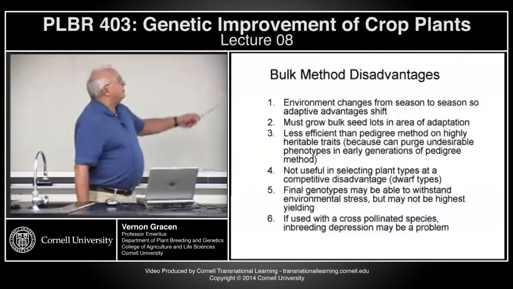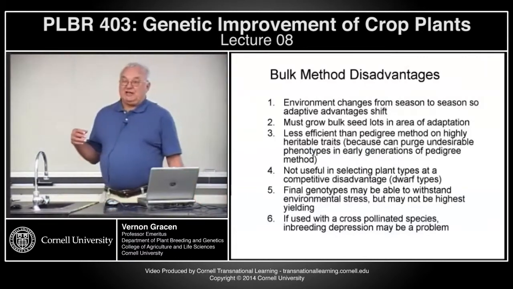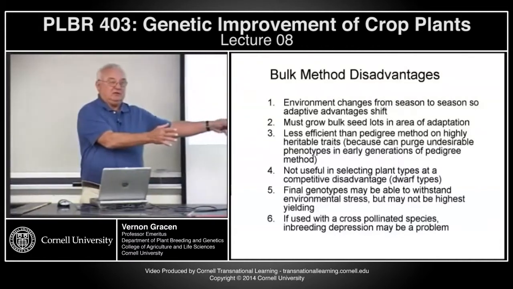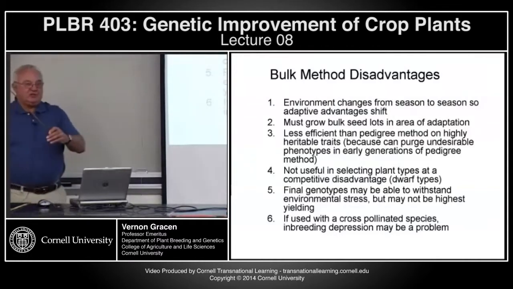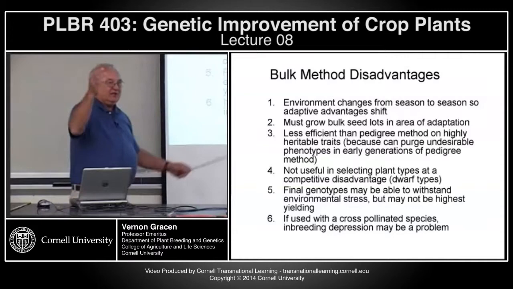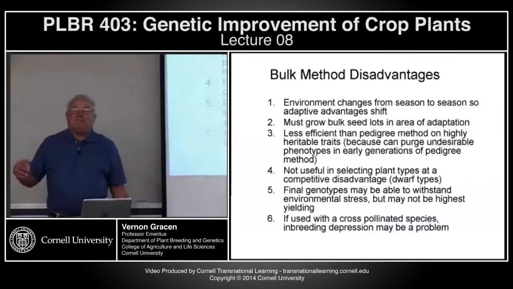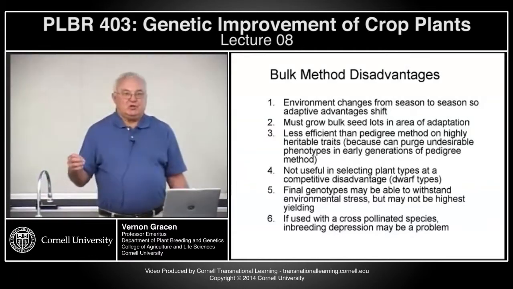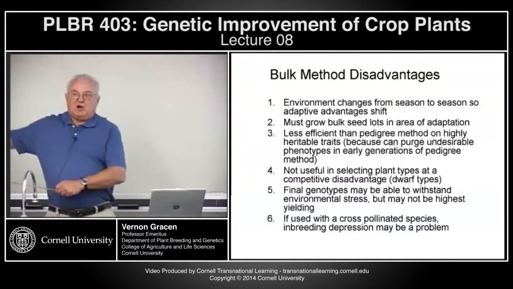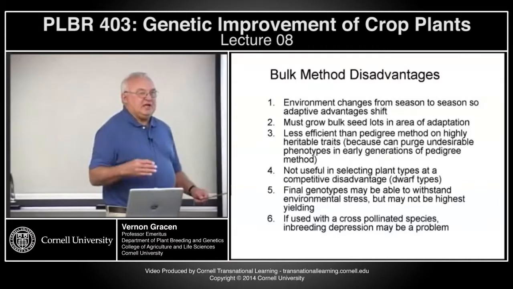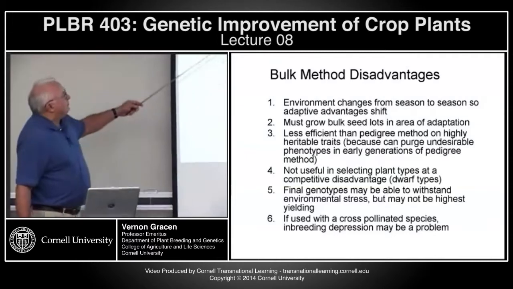Its disadvantages: your environment changes from season to season. So plants you select in bulk one season may not do so well. Their progeny may not do so well the next season. As the environment changes, you're selecting slightly different genetic components from that population. You must grow that bulk seed in an area of adaptation. So you must do your selection every year in the environment where the farmer will ultimately grow the variety. It eliminates any chances for off-season nurseries or two or more generations a year.